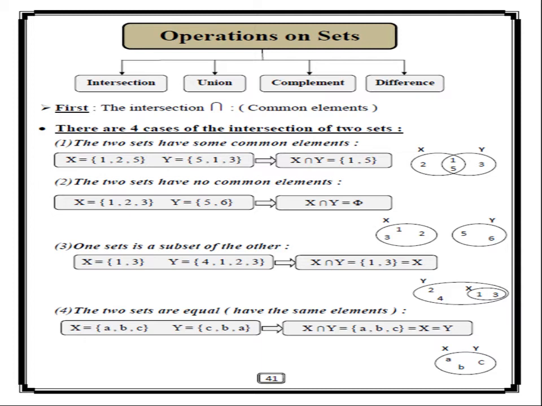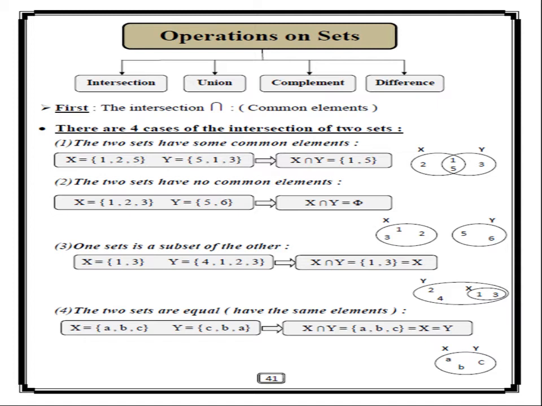Case number 3, one set is a subset of the other. If X is 1 and 3, Y is 4, 1, 2, 3, and I represent them by a Venn diagram, we can see that the set X is inside the set Y. So X intersecting Y is 1 and 3, which is the set X itself.